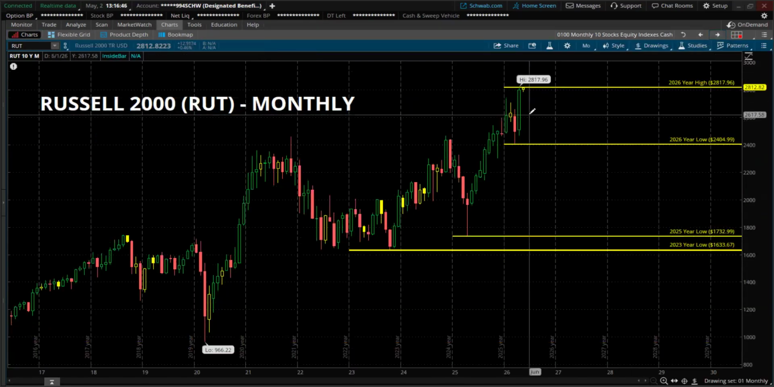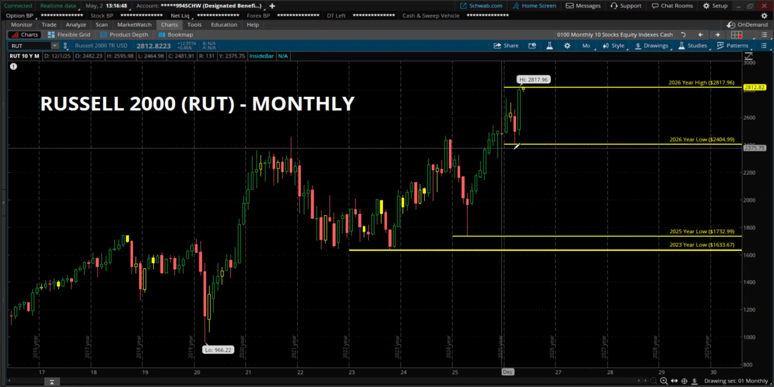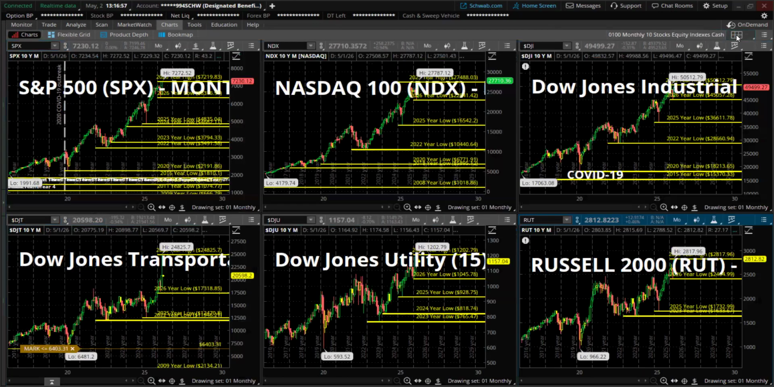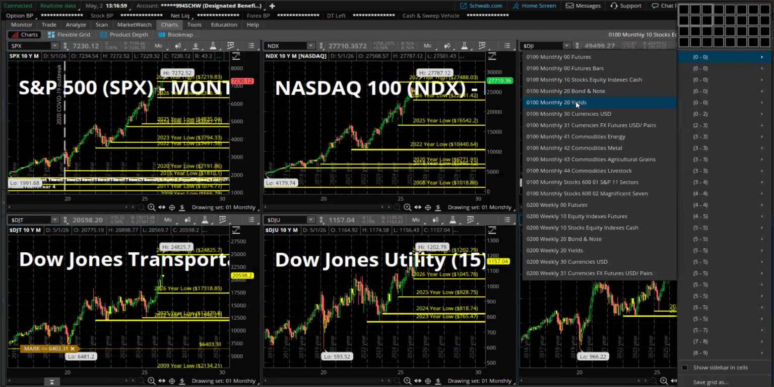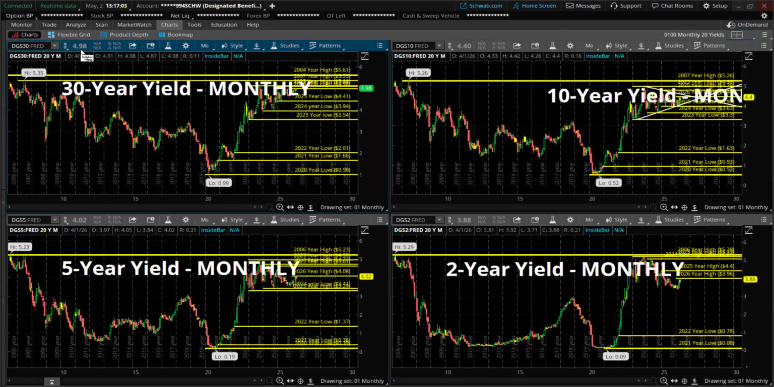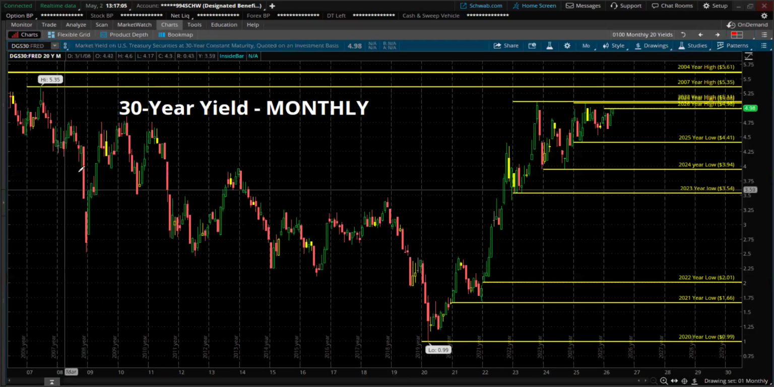The Russell 2000, not part of the S&P 500, but look at that big, strong green candle. Nice. Those are the major stock indexes. Let's continue. We'll go look at the yields. Look at several of the yields. U.S. Treasury yields. The 30-year one.